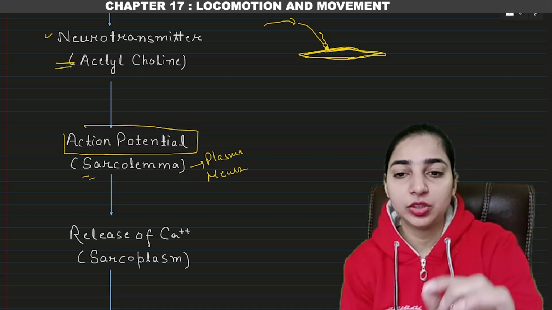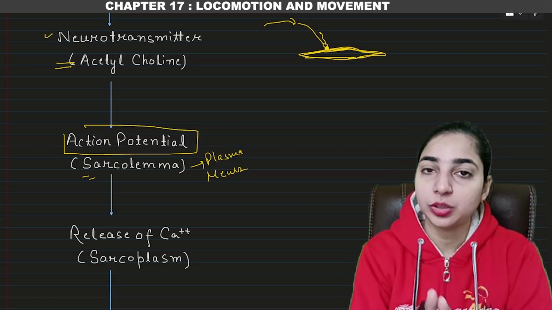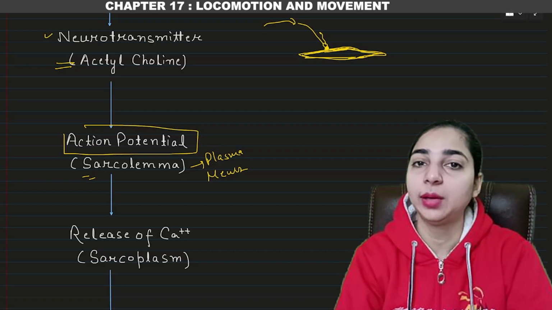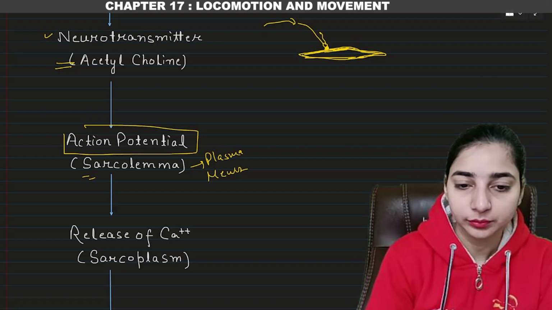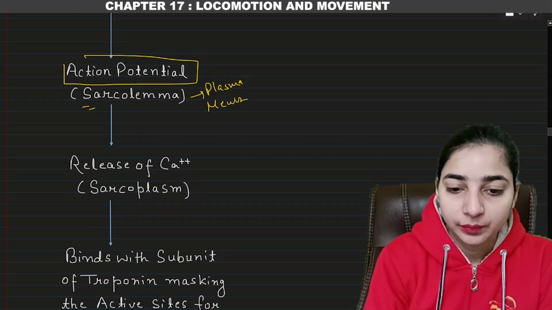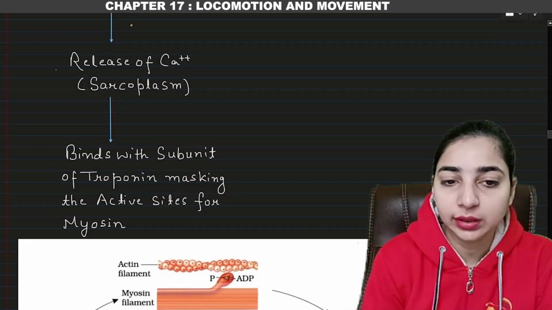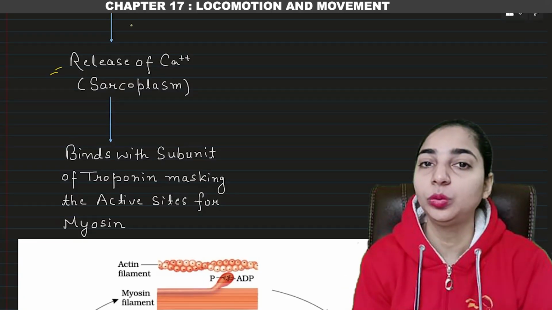So an action potential will be generated at this point at the cell membrane, and then this action potential will spread throughout the muscle fiber. And this spread of the action potential will lead to the release of the calcium ion into the sarcoplasm.